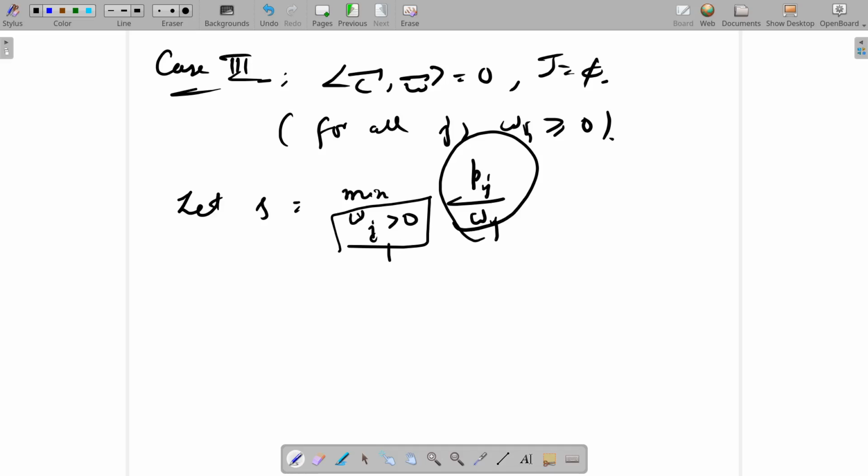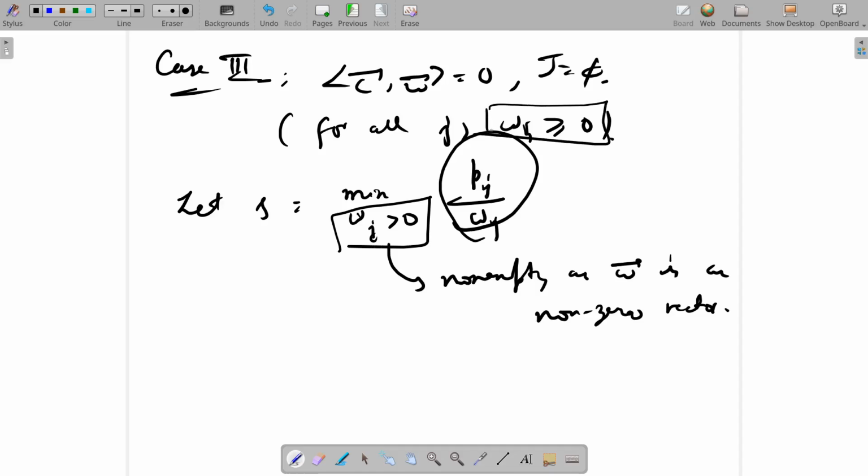So how do we know that this set is non-empty? The set of indices where w_j is non-zero is non-empty, as w is a non-zero vector. That's how we have chosen our w. We had shown that the nullity of A is strictly bigger than 0. There's something in the kernel, and we had chosen a non-zero vector. So we cannot have all the coordinates of w being 0. Since we have this assumption, bigger than or equal to 0, there must be some coordinate which is strictly bigger than 0. So we're going to minimize this quantity over all those coordinates or indices.